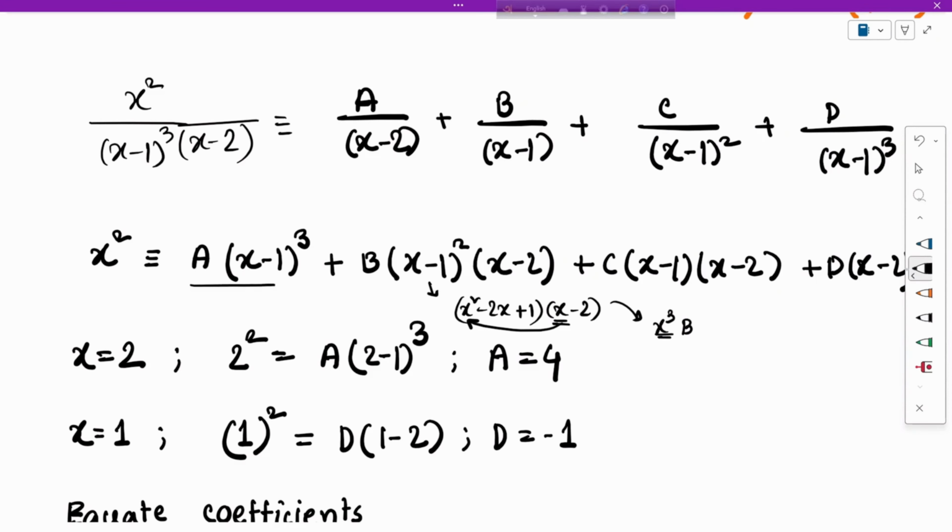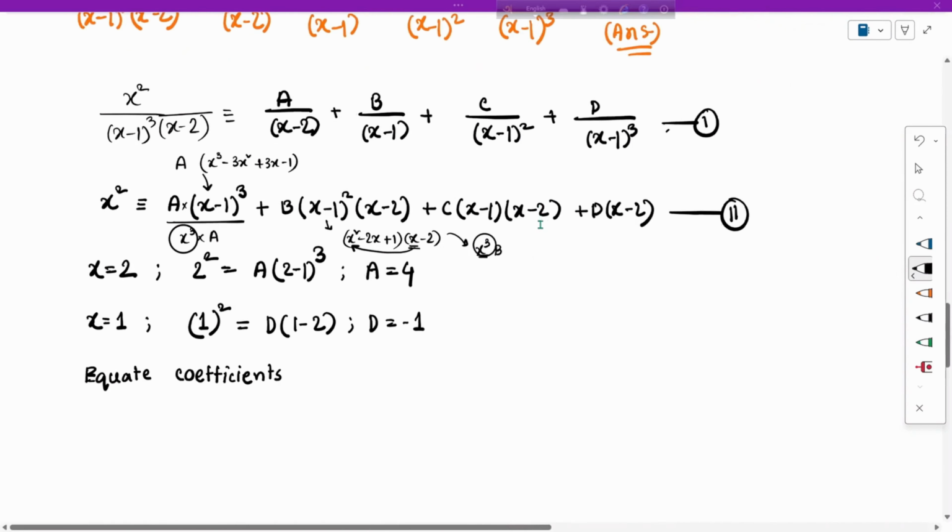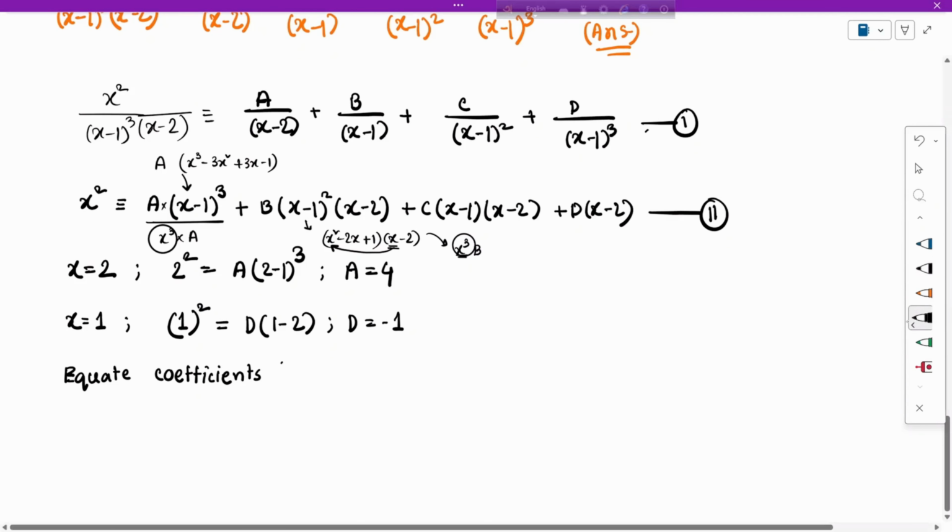Now if we look at a, it has x minus 1 whole cube multiplied with it. If we break it down, it's going to look like this. So if we multiply a with x cube, then we also get another coefficient with a. If we equate the coefficients of x cube in both the cases, then we get the value of b. Do you get the idea? So now we're going to equate the coefficients of x cube on both sides of the equation of the identity.